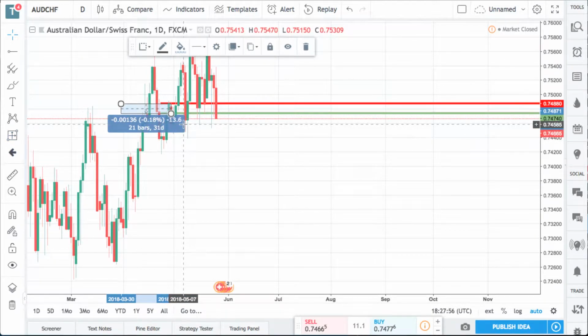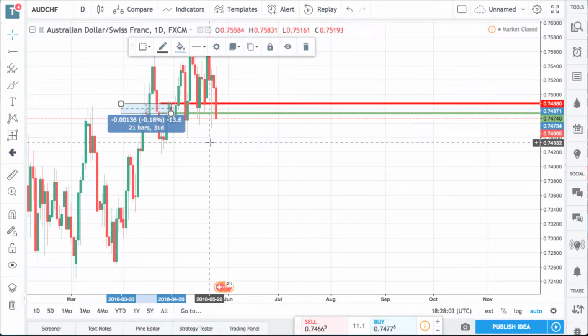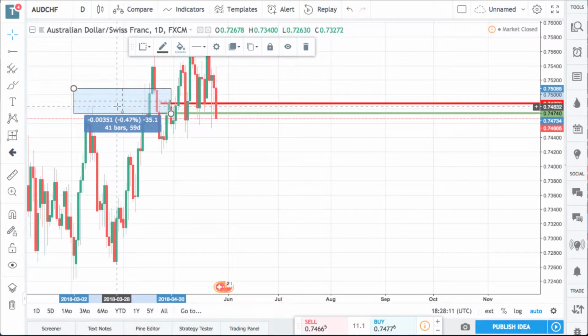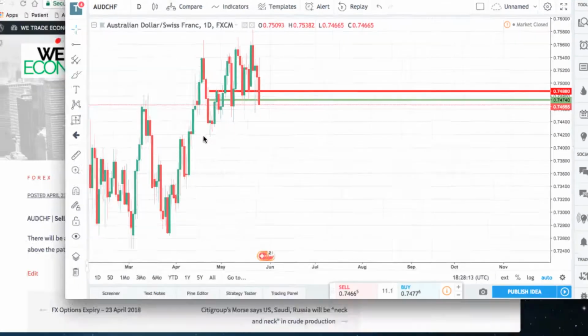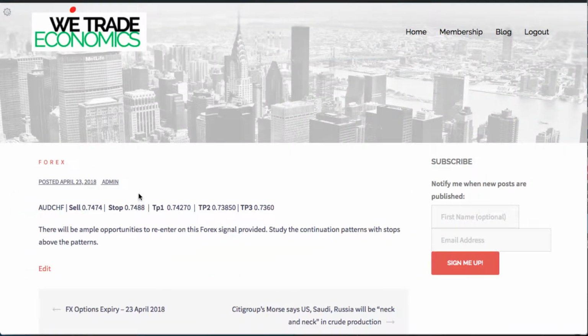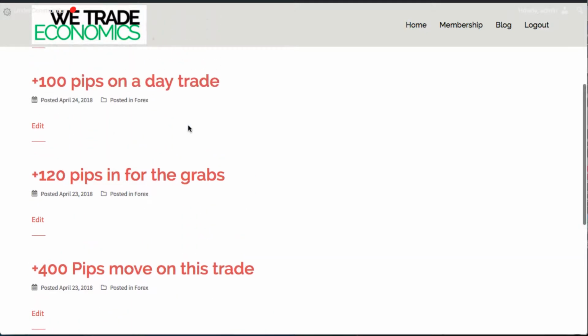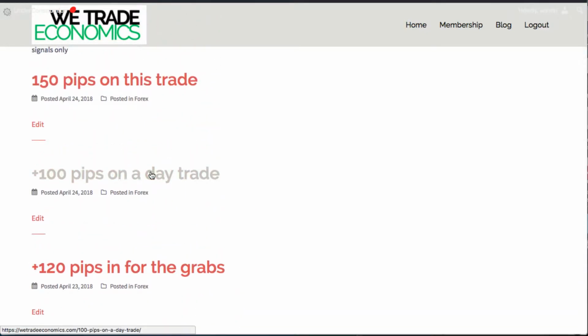I talk about stop hunting in the members area. So this was roughly around 13 pips. Assuming an average 14 pips stop loss, we're looking at roughly 28 pips. So getting on to the next. That trade obviously was not successful. Then we're looking at 100 pips on this day.